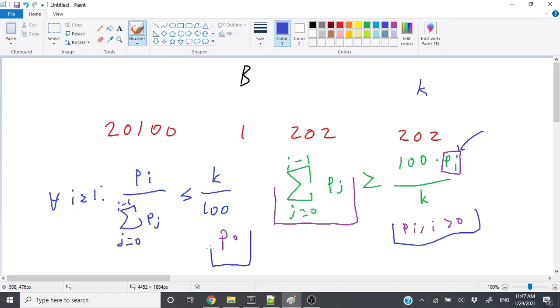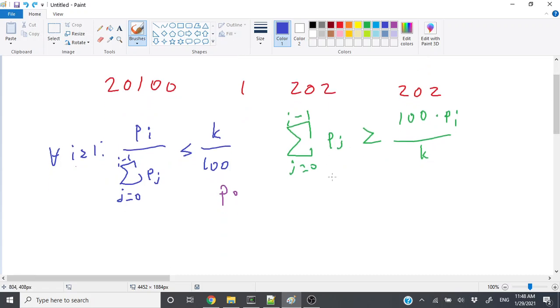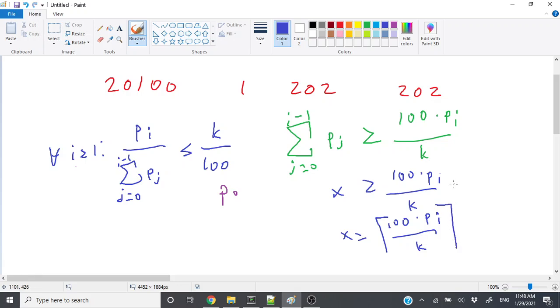So really, that's it. We're going to increase P0 by some amount to satisfy all possible conditions. Basically, to do that, we need to increase this value to some x, where x is greater than 100 times pi over k, which is, again, the definition of the ceiling function, I think. Maybe I'm wrong, but I think that's how they define it. It's the greatest integer such that x times k is greater than this.